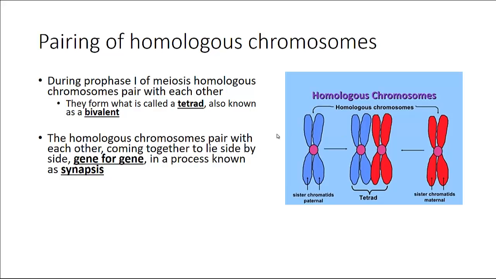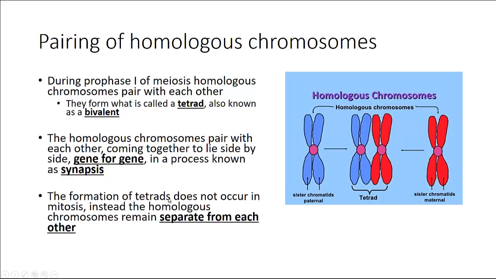Now, this process is referred to as synapsis. So synapsis is the process by which these matching homologous chromosomes effectively fuse together, at least temporarily, to form this tetrad. Again, it does not occur in mitosis, and it is one of the most significant differences in the overall events between mitosis and meiosis.